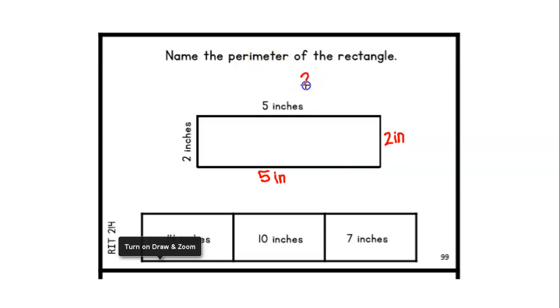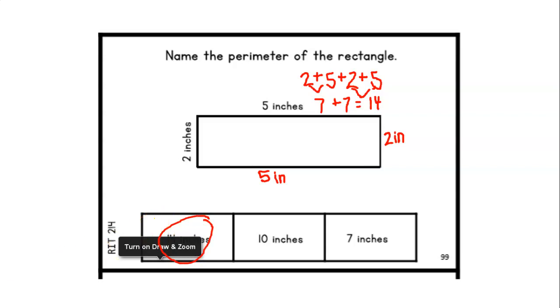So I have 2 plus 5 plus 2 plus 5. Sorry. So I can group them up together to help me add all the numbers. So 2 plus 5 is 7, plus 7, which gives me 14. So the perimeter of this rectangle is 14 inches.